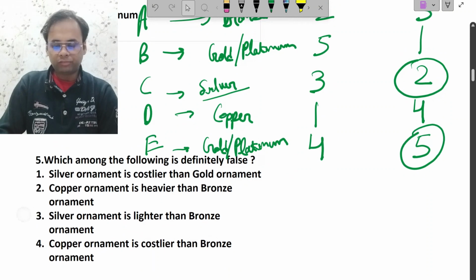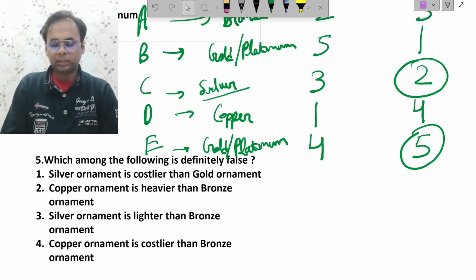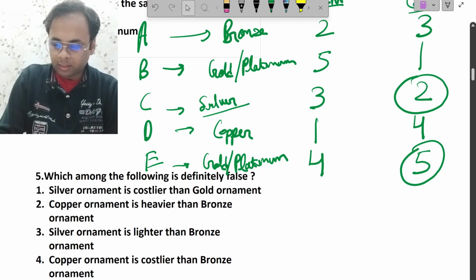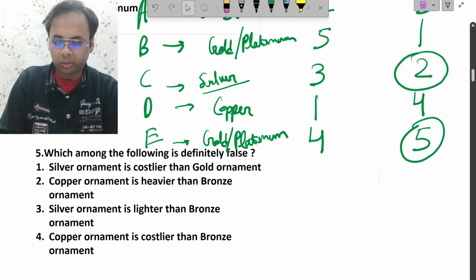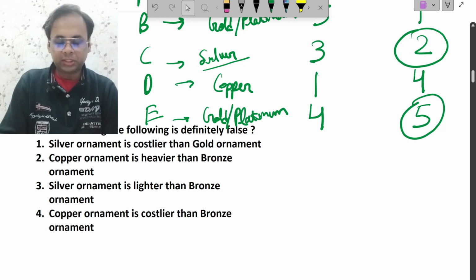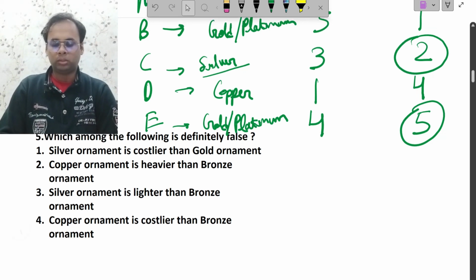Which among the following is definitely false? Silver ornament is costlier than gold ornament. Let us see. In terms of cost, silver is having rank 2, while we are not sure which is gold. So we cannot comment anything on that, whether it is definitely false or definitely true. Second statement, copper ornament is heavier than bronze ornament.